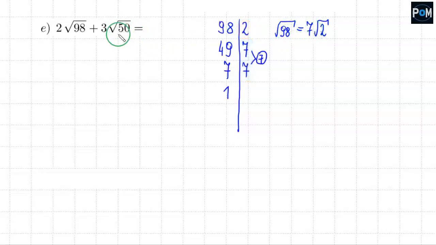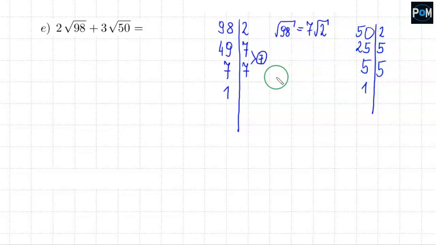Now I'll factor the number 50 into its prime factors. The 50 is divisible by 2. I get 25 out of this. And 25 won't be divisible by 2 or 3. It will only be divisible by 5. 25 divided by 5 is 5, and 5 divided by 5 gives me 1. End of prime factorization.